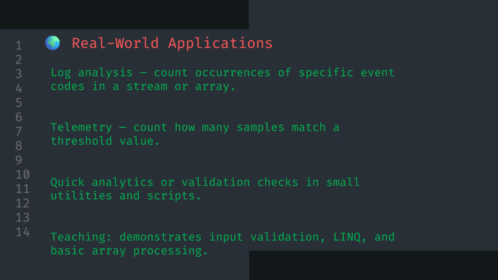Counting occurrences is a fundamental building block for many utilities, from parsing logs to basic analytics. The same approach applies if you swap int for other types, such as string codes or enums, or if you want to build frequency histograms using GroupBy. The small pattern scales well.